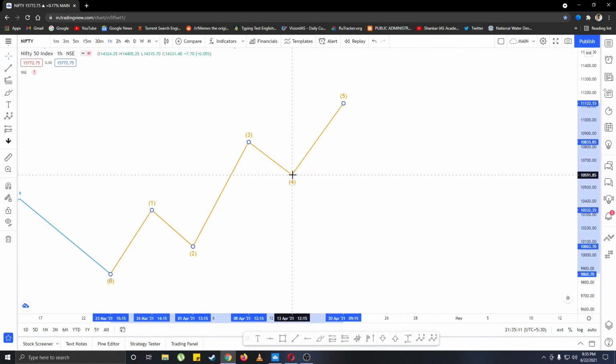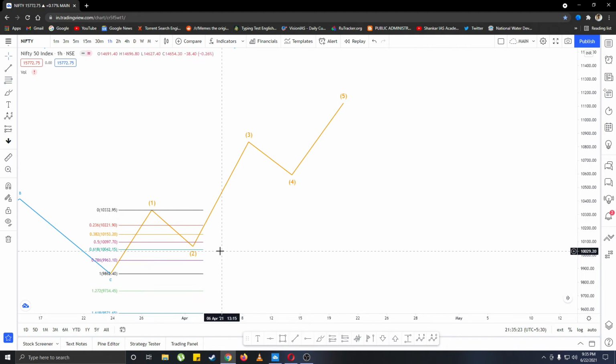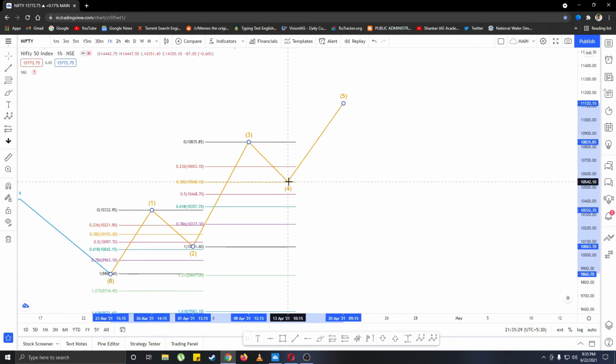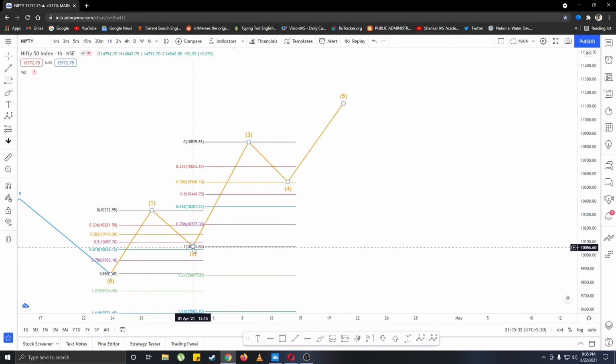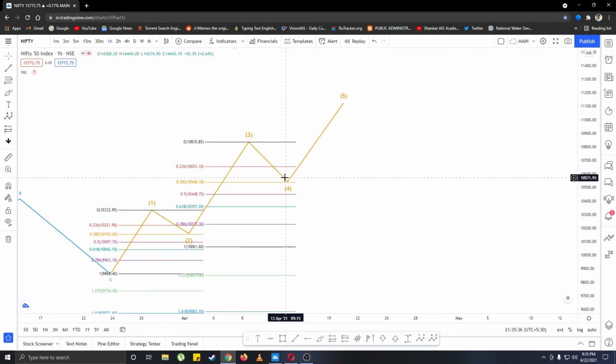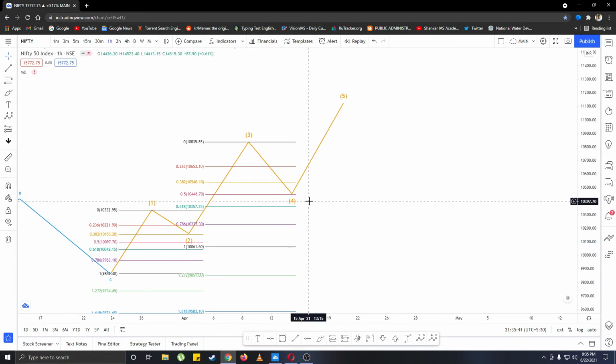Now wave 4. Wave 4 has a correlation with wave 2. What I mean by that is that, for example, if wave 1 corrected more than 50%, we find that wave 4 does not go beyond 38.2% correction. And for example, if wave 2 corrected only 38.2% level, then we find that wave 4 corrects up to 50% level. This is not a rule, but this is what is usually seen.